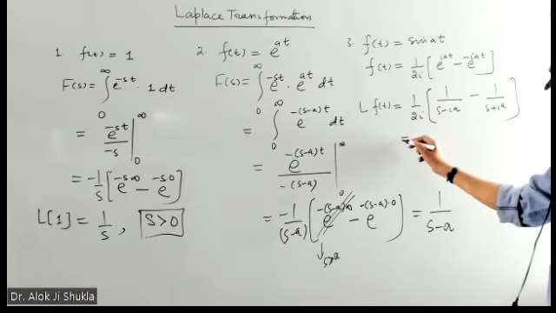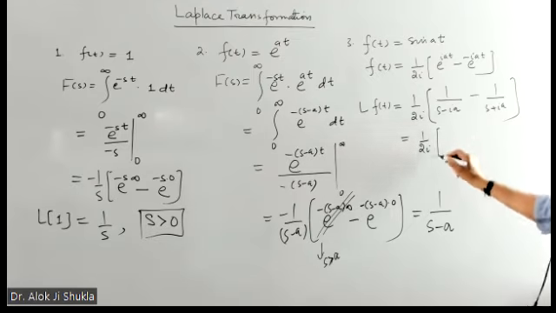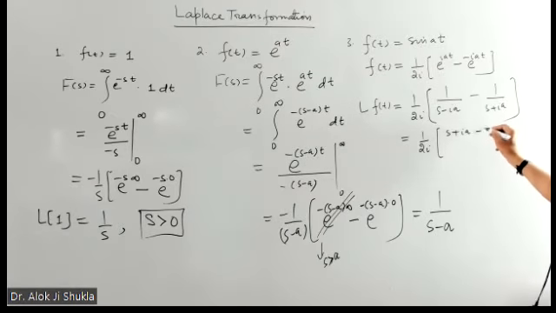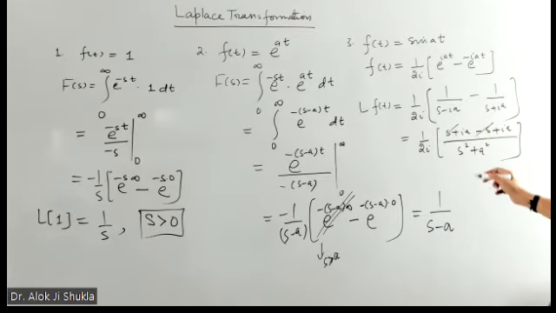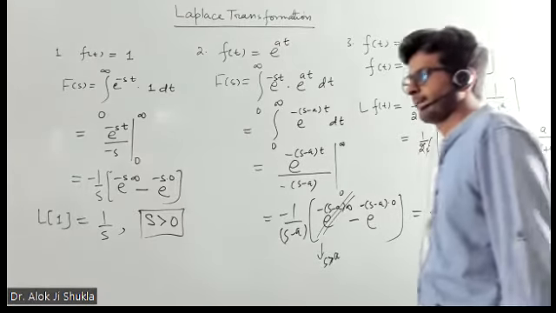And this will become 1 by 2i, (s plus ia) minus (s minus ia) over s squared plus a squared, and this will cancel, and this will cancel. वो ia हो जाएगा. This will cancel, and 2 will also cancel. So it will become a by s squared plus a squared, okay.